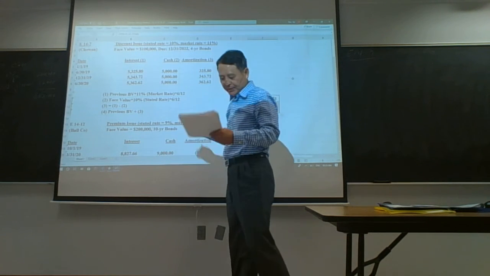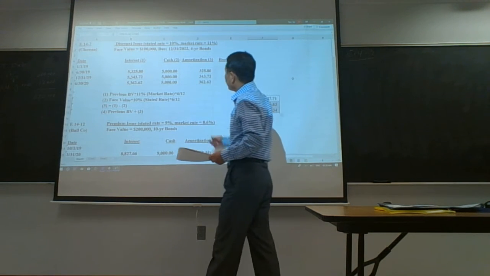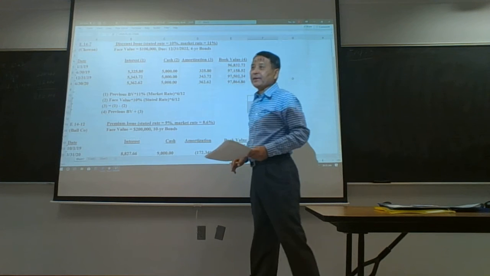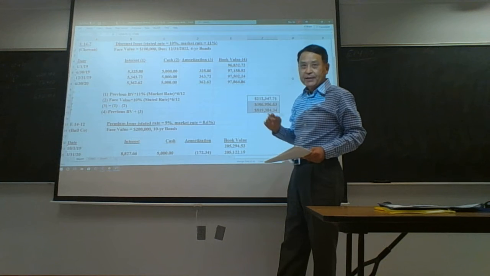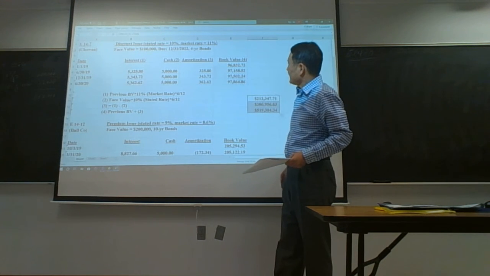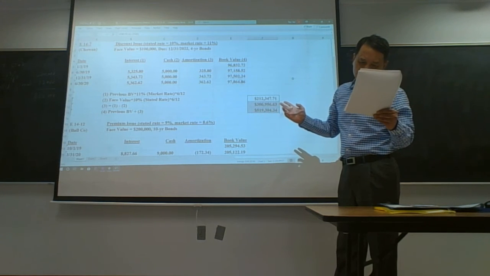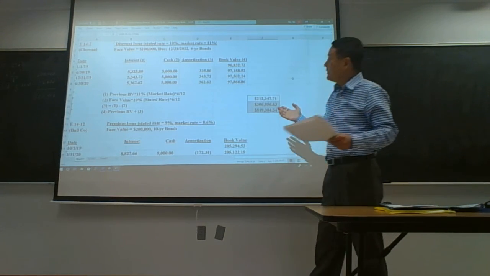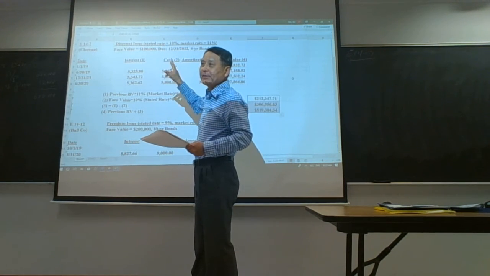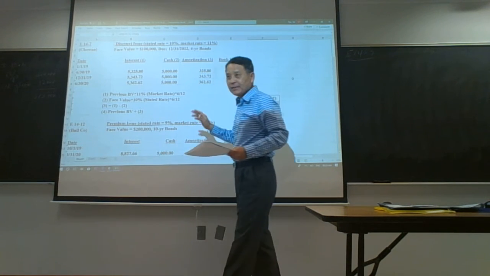Face value is 100,000, and the stated rate is 10%, when the market rate is 11%. There's a typo in the book in the question. The bonds are due December 31st, 2019, but that is a typo. It must be due December 31st, 2022. Okay, this is a 4-year bond.